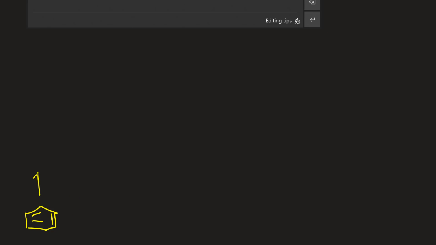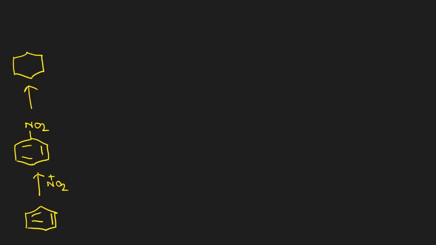Let's look at reactions of aniline. First, how to make it. We start with benzene, treat with sulfuric and nitric acid, that means a nitronium mixture, and you will end up with nitrobenzene. So once you have nitrobenzene, you have to reduce that.